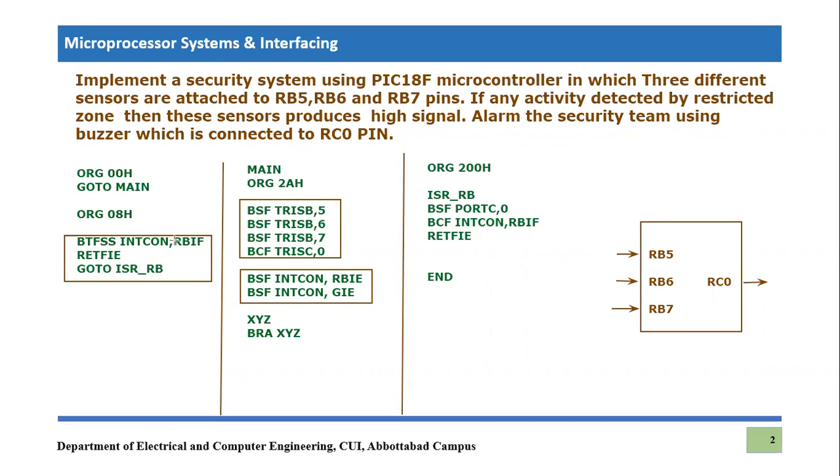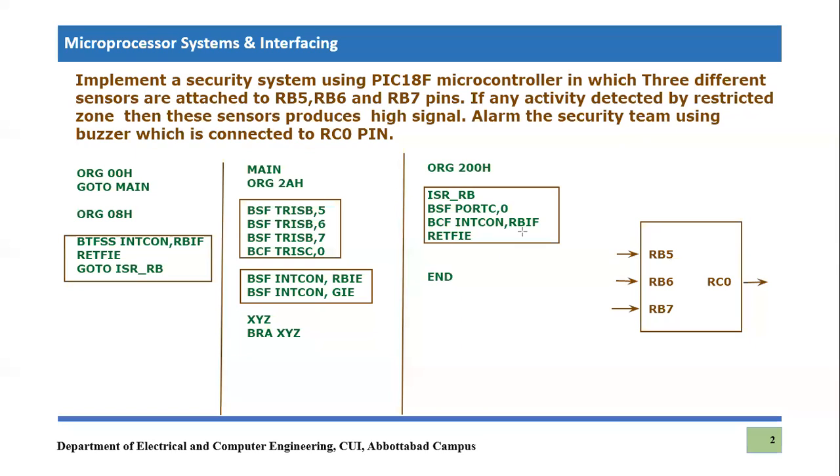Then if it is high, we will switch to this line, which is GOTO ISR_RB. It is just a label, the interrupt service routine for the port B change interrupt. You can use any other label as well, but I'm using this label. So we will switch to this ISR, and in this service routine we are performing two important tasks. One, we are turning on RC0, that means we are turning on this buzzer, which alarms the security team. And furthermore, we are clearing this RBIF.